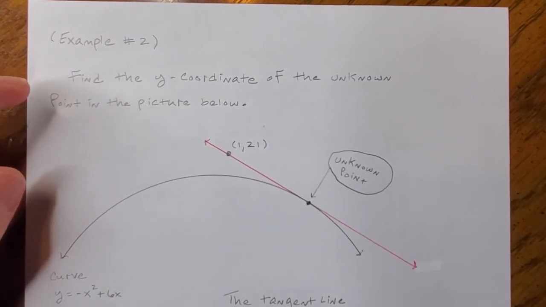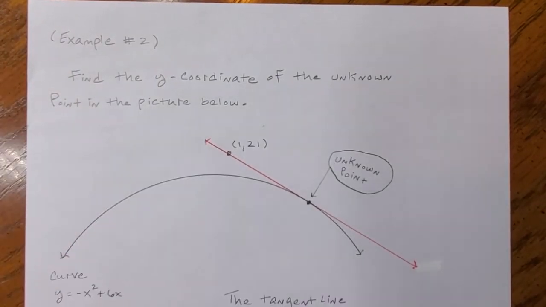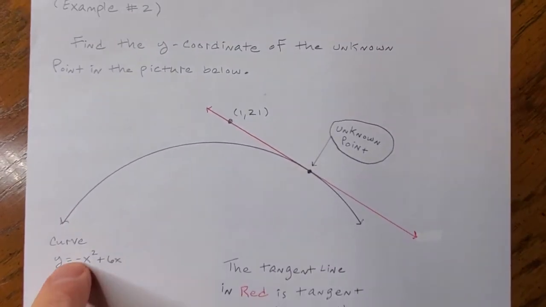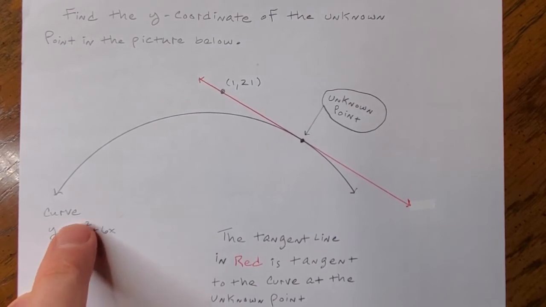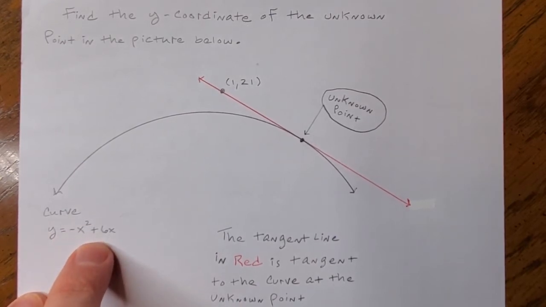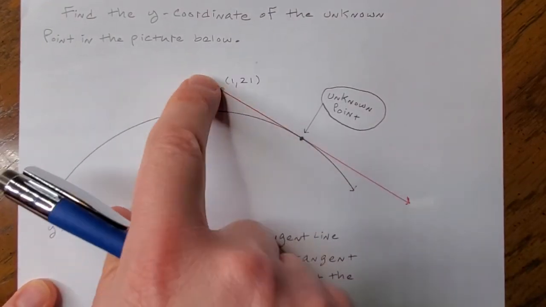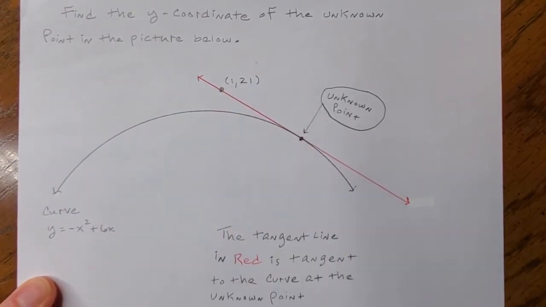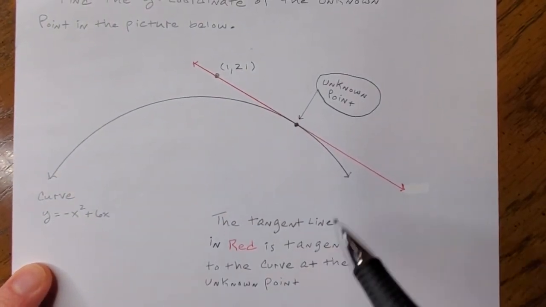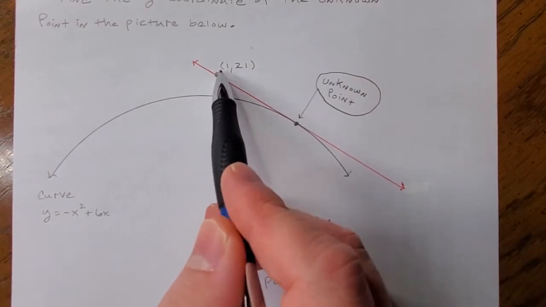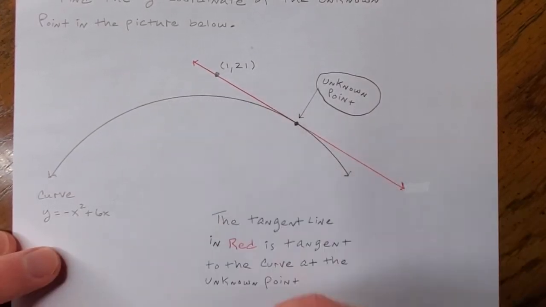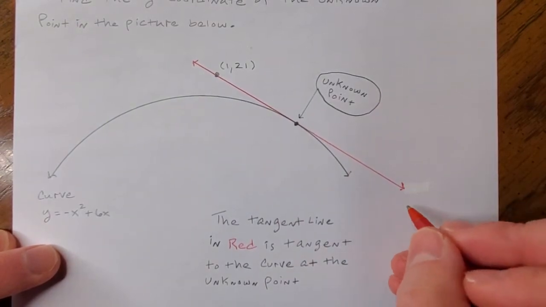So let's find the y-coordinate of the unknown point in the picture below. I see a curve. Its equation is y is negative x squared plus 6x. I see an unknown point and a tangent line at that unknown point. I see that the tangent line happens to go through this distant point, 1 for x, 21 for y.